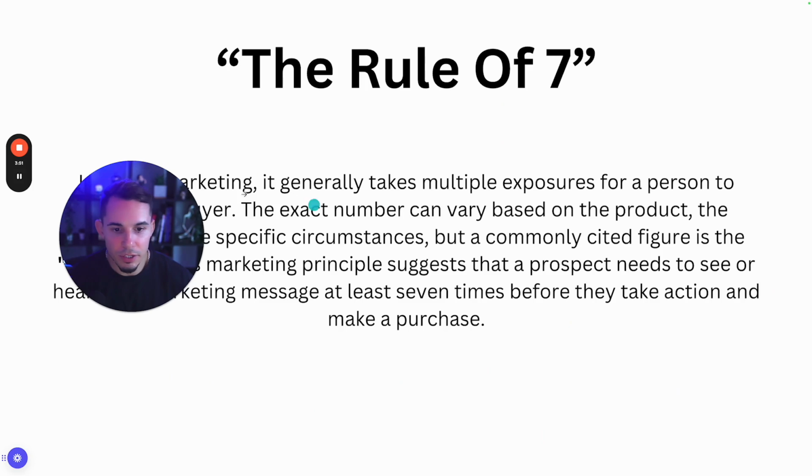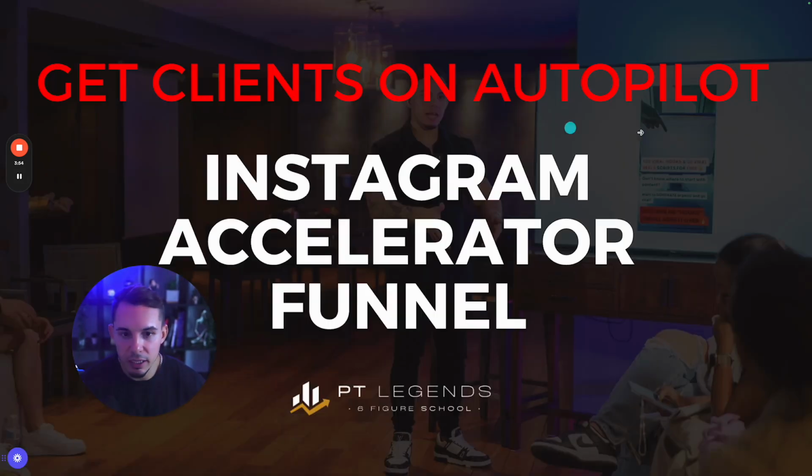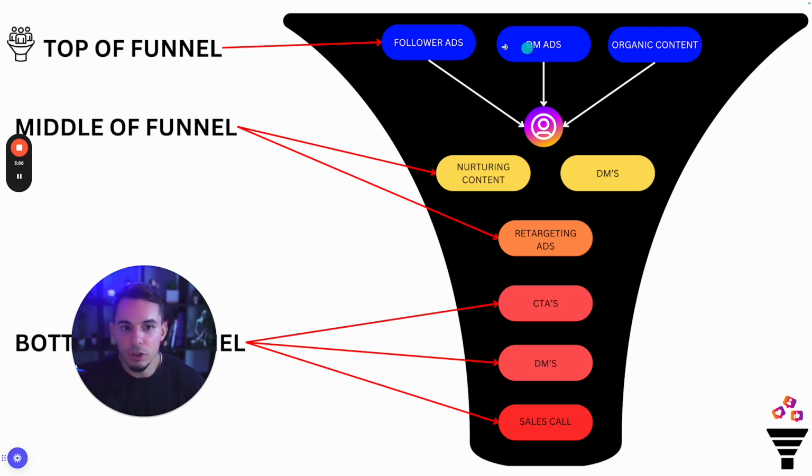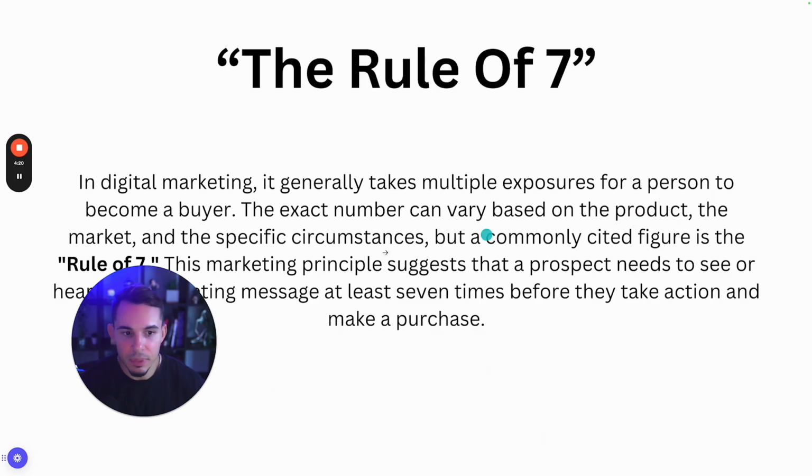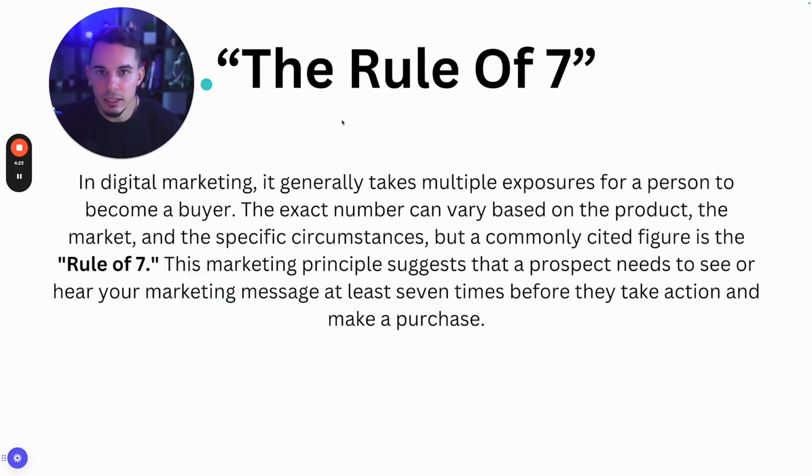Another thing that's important for you to understand is that in marketing and your followers, so on and so forth, only about 2% of cold traffic is going to turn into customers. So we need to be able to nurture that cold traffic into warm leads, right? Warm, engaged leads. And again, that's going to be through nurturing content, DMs, and also retargeting ads, okay? Because in marketing, you have something called the rule of 7. So the big money is in the middle of the funnel with the warm leads. Because in digital marketing, it generally takes multiple exposures for a person to become a buyer, to be nurtured and trust you, right?